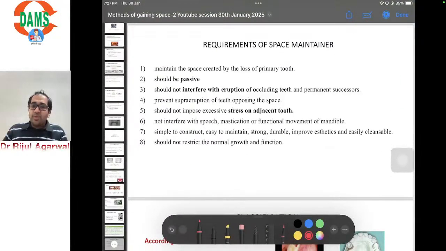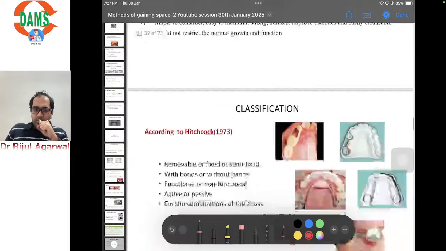So what are the requirements of a space maintainer? It maintains the space created by the loss of a primary tooth. It should be passive in nature, not active. If it becomes active, it becomes a space regainer. It should not interfere with the eruption of occluding teeth and permanent successors, and should prevent supereruption of teeth opposing the space. It should not impose excessive stress on the adjacent teeth, and not interfere with speech, mastication, or functional movement of the mandible. It should be simple to construct, easy to maintain, strong, durable, improve aesthetics, easily cleanable, and should not restrict the normal growth and function of the jaws.